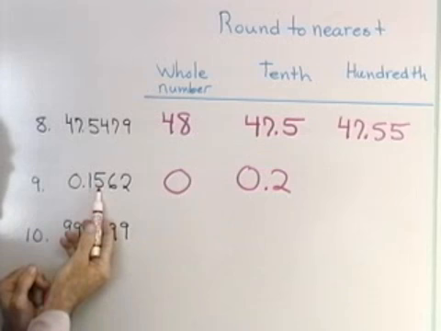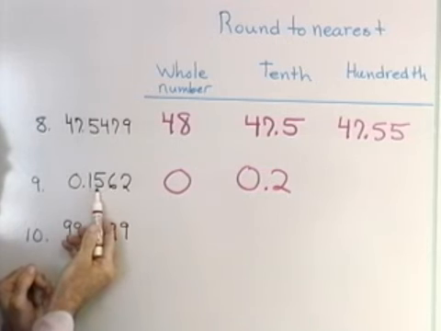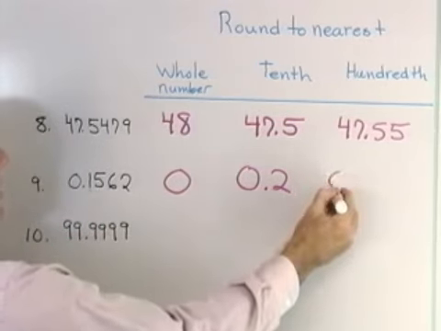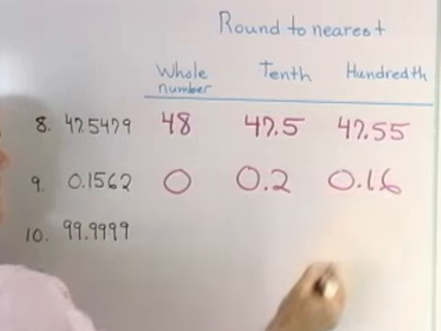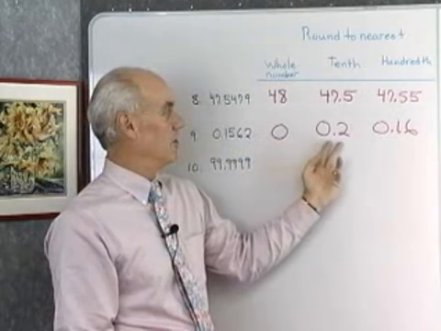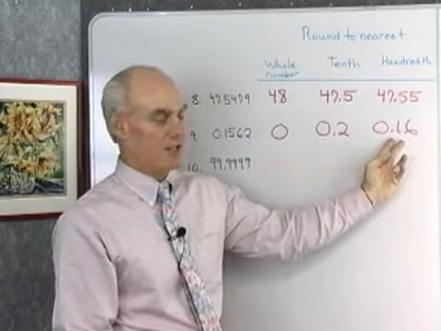Nearest hundredth, I have a 5. The column just next to that is a 6, which is larger than 5, so I add 1 to this digit, and then I drop all the digits to its right. So 0.16. So this number rounds to the nearest whole number as 0, tenth as 0.2, and hundredth as 0.16.